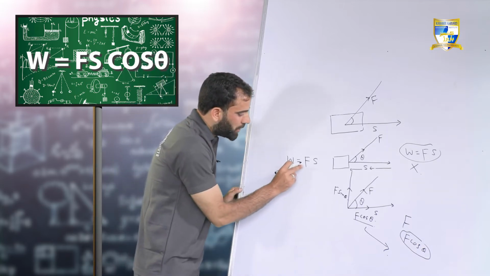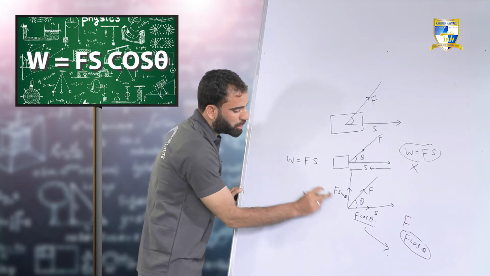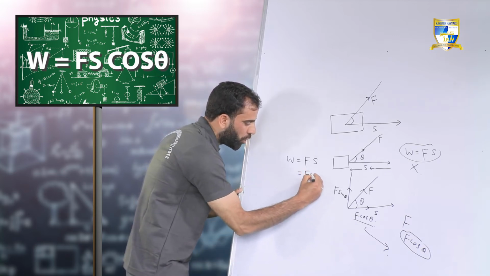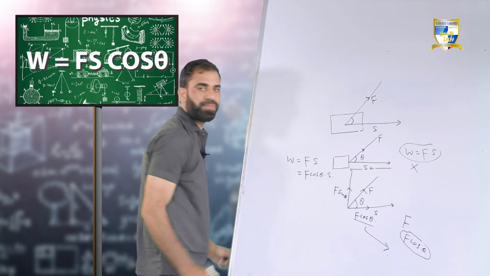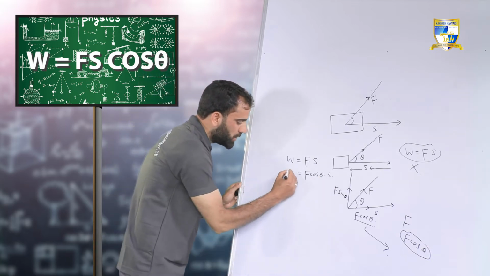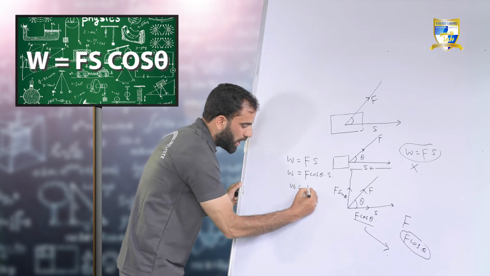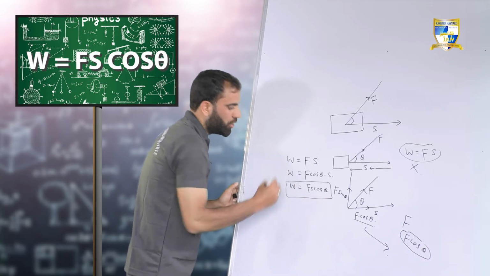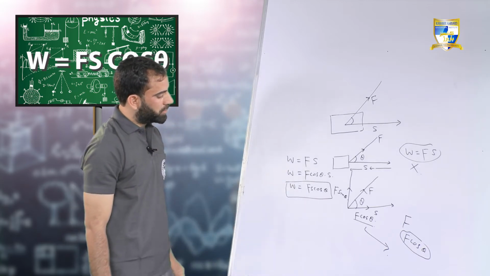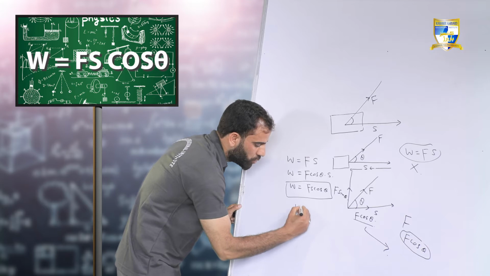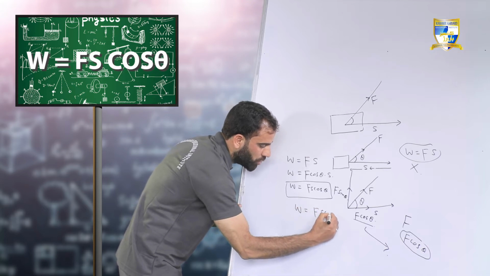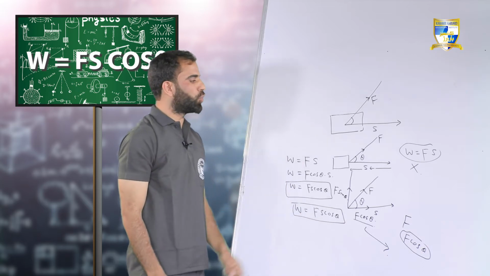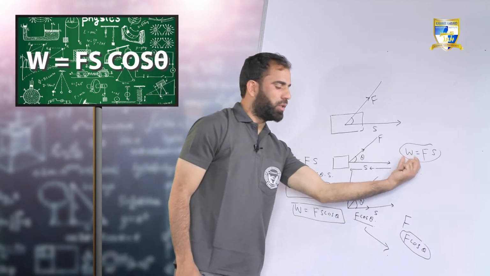So which component is responsible for the motion of the box? That is F cos theta. So I am going to take here F cos theta dot s. So what will become my formula? It will become like this: Fs cos of theta. So I have derived a formula, that is, work is equal to Fs cos of theta. So far we have learned this formula only.